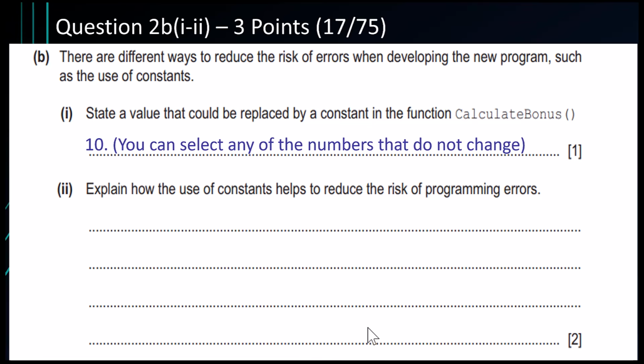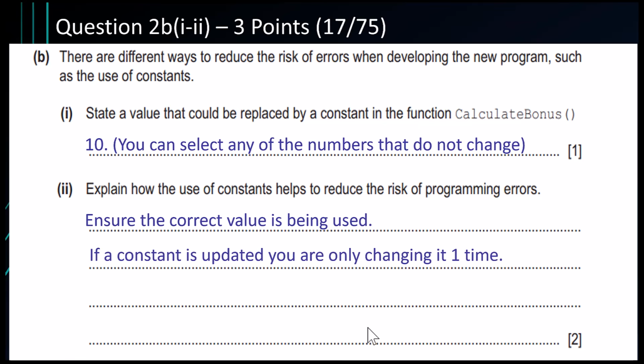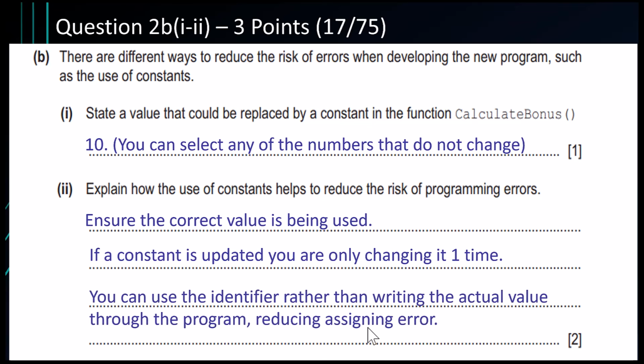Please only choose one. And it says, explain how the use of constants helps to reduce the risk of programming errors. Well, you can ensure the correct value is being used. I type it one time into a constant, I can keep using that. If a constant's updated, I only need to change it that one time when I'm writing my code. If I want to update it later on, if the company is going to go from $10 to $11, that's never going to happen. It's probably actually going to go down, because we know how companies are. They're going to open their code, they're going to update it with that one line. Now you can use the identifier rather than writing the actual value throughout the program, reducing assigning errors.